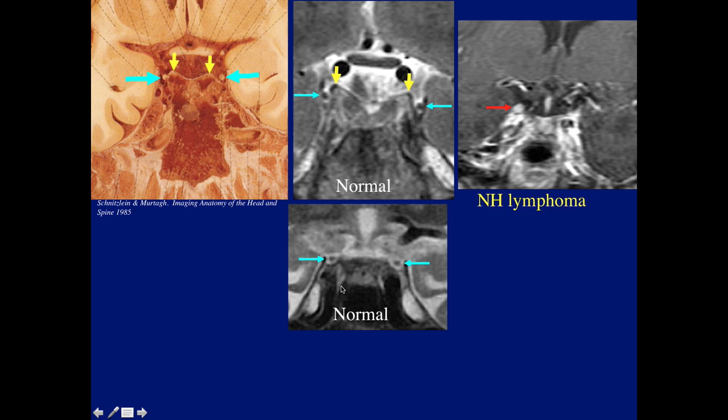And the same thing, when you have abnormality of the third nerve, here's a case of lymphoma showing the enhancement of the third nerve exactly in this location.